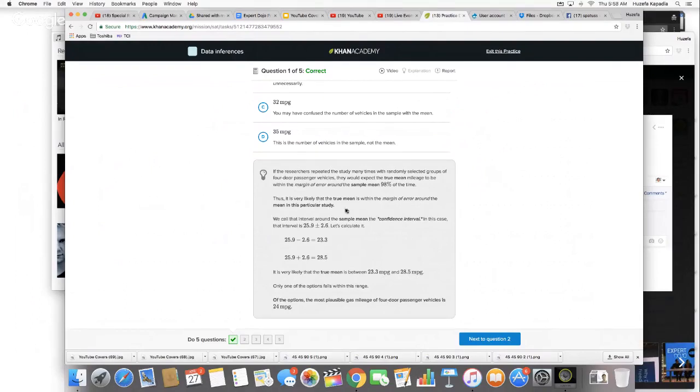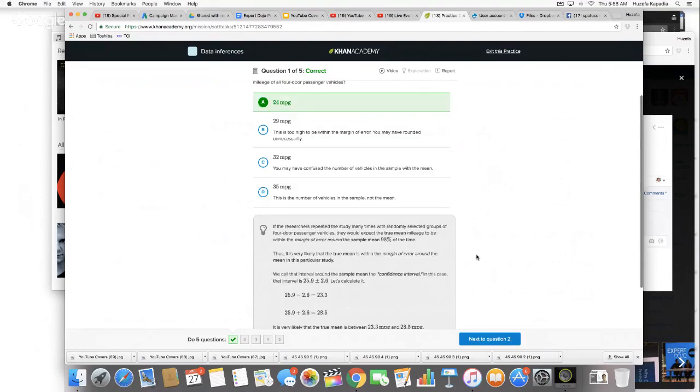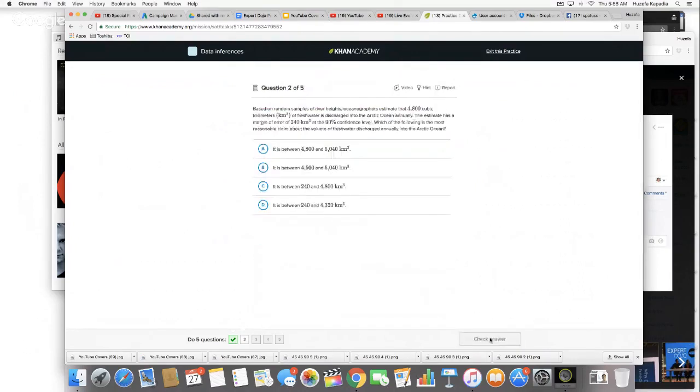So it says it is very likely that the true mean is within the margin of error. That's all it means. Okay, so they're not even mathematically factoring it in. And then they do these two things like I did. You subtracted 2.6, added 2.6, and the mean is in between these two values, and 24 is the only one. So, okay, there you go. So my hunch was kind of right, but I wasn't totally sure, so that's interesting. All right, let's move on to question 2.